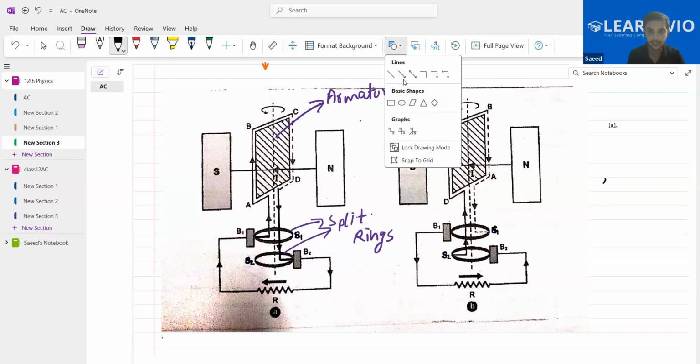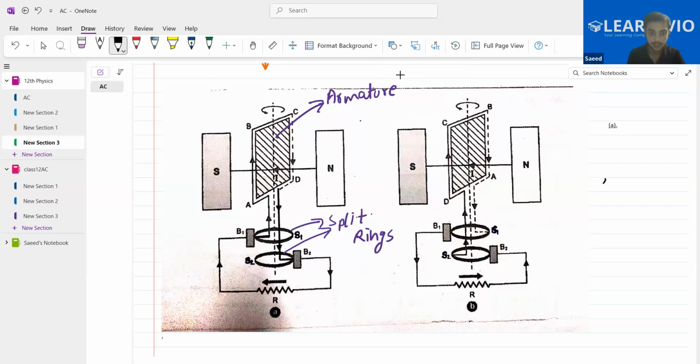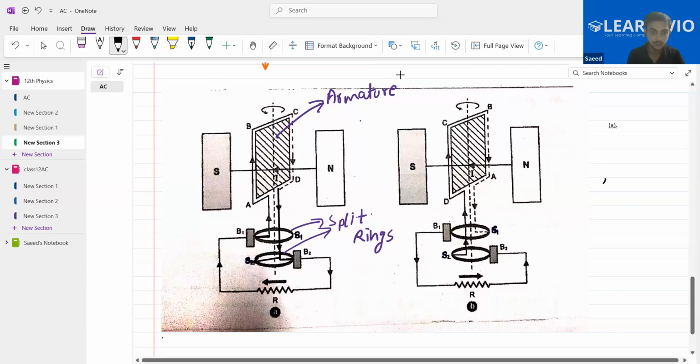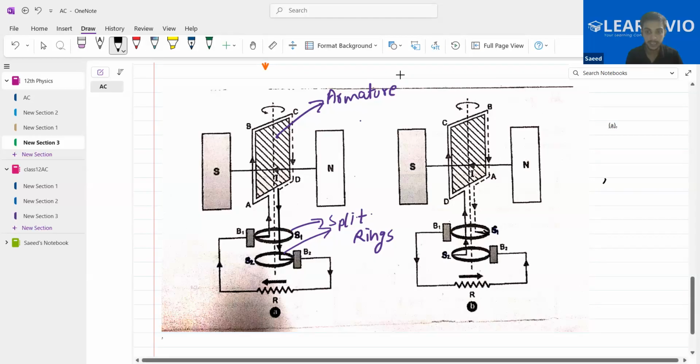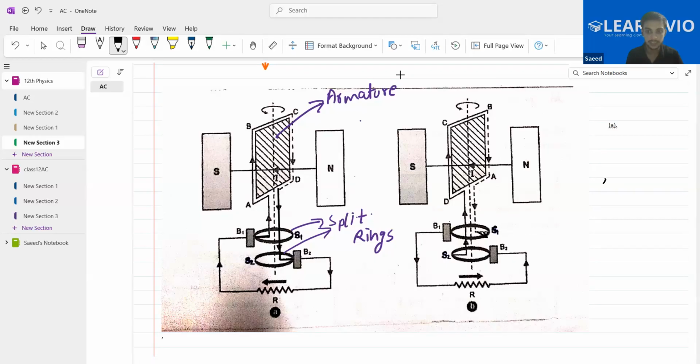I'm drawing it again. On the bottom side, you have seen that this line has reached this position. This line has reached this position. And the above line has reached this position. Understood? I'm drawing it big here. Did you get that?